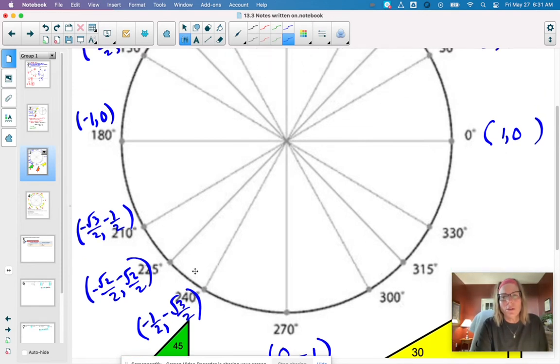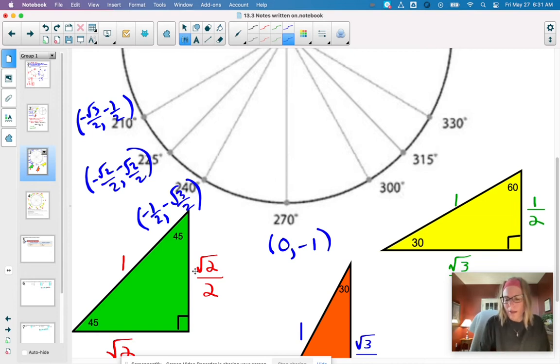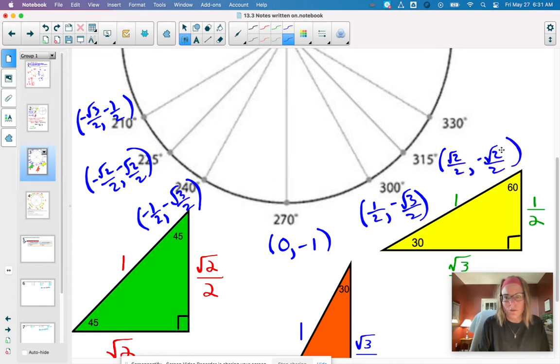And the final quadrant, quadrant 4. Now x is positive and y is negative. So this is going to be 1/2, negative root 3 over 2. This is going to be root 2 over 2, negative root 2 over 2. And this is going to be root 3 over 2, negative 1/2.